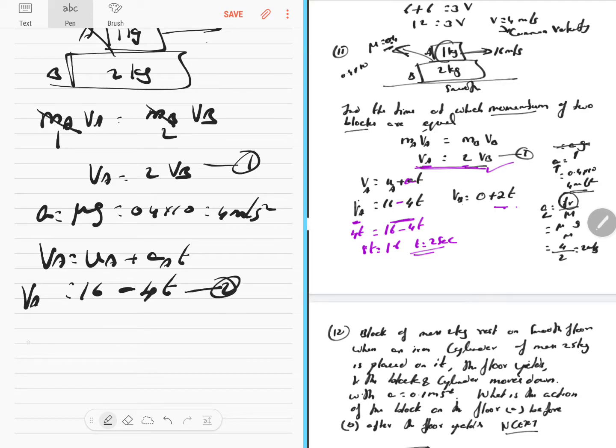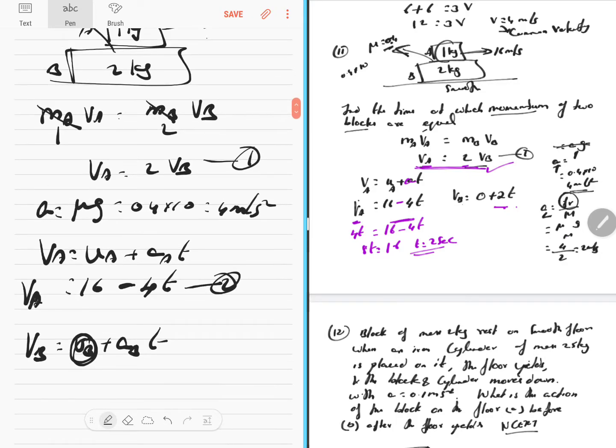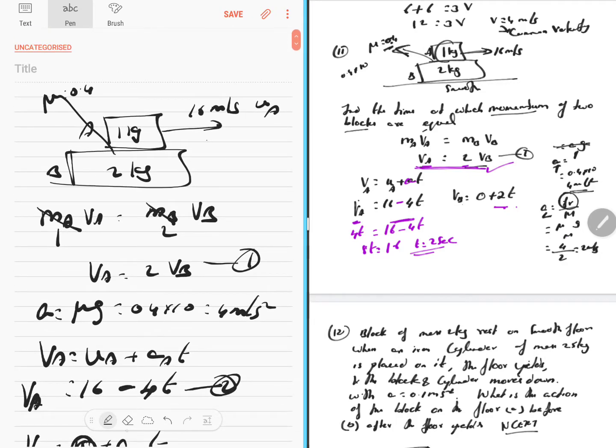Let's find the velocity of the bottom block, which is UB plus AB into t, and UB itself is 0. Initial velocity of the bottom block is 0. Do you know the acceleration of the bottom block? You don't know. But what is responsible for pulling the bottom block to the right is the frictional force, correct? The frictional force is towards the right direction in this case, because it has to drag the bottom block with it, and the friction is what is pulling it with it, and so the frictional force direction is like this.